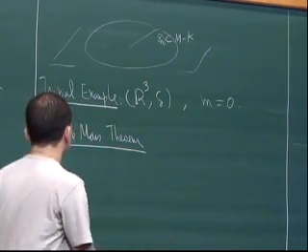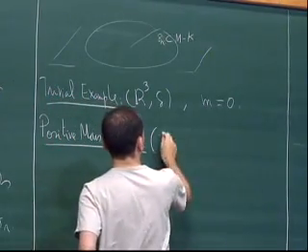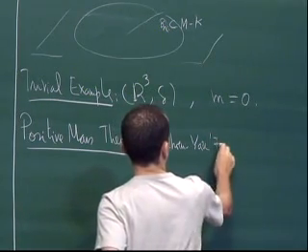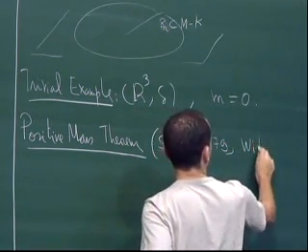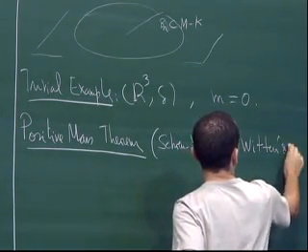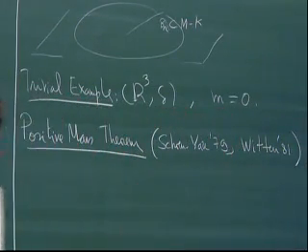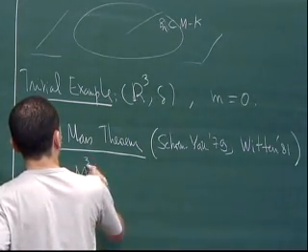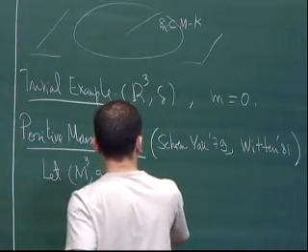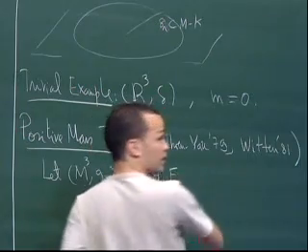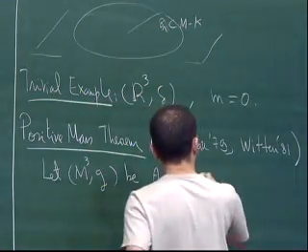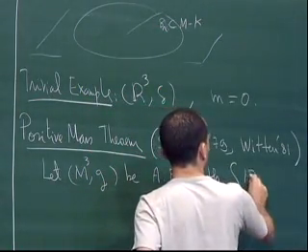This theorem was proven originally by Schoen and Yau in '79, and later there's another proof just 2 years later due to Witten. So the theorem says the following. Suppose we are in these conditions, right? Let M3 be asymptotically flat, which I'm going to abbreviate as AF, with scalar curvature integrable.